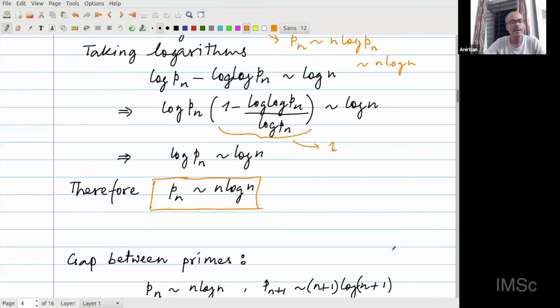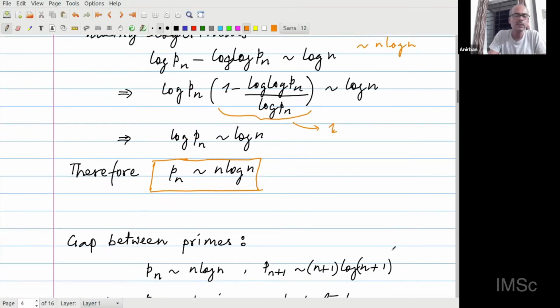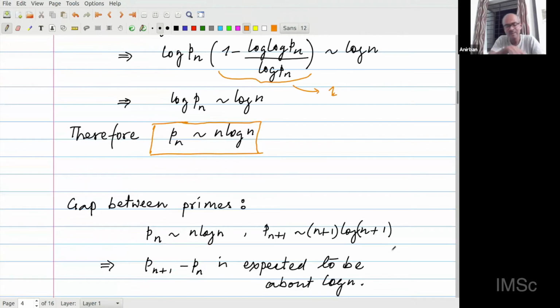So the next thing is to see gaps between primes. Now we have some handle on the nth prime. We know how big it is. So let's look at this Pn. Pn is about n log n, and so the n plus 1th prime is (n plus 1) times log(n plus 1), which is roughly (n plus 1) times log n, because log(n plus 1) and log n are almost the same. And this is n log n plus log n. And the nth prime is about n log n.